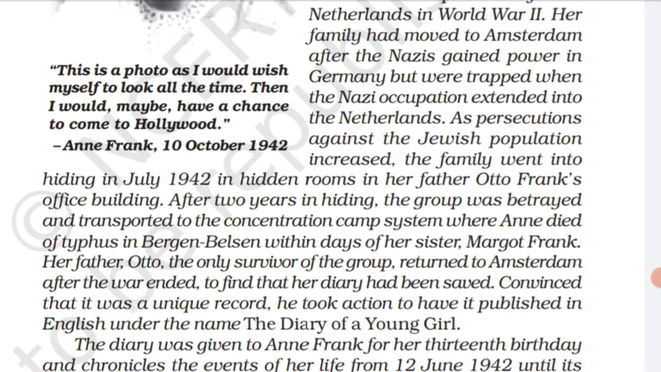After 2 years in hiding, the group was betrayed and transported to the concentration camp system, where Anne died of typhus in Bergen-Belsen within days of her sister Margot Frank. Her father, Otto, the only survivor of the group, returned to Amsterdam after the war ended to find the diary had been saved. Conceiving it was a unique record, he took action to have it published in English under the name of Diary of a Young Girl.